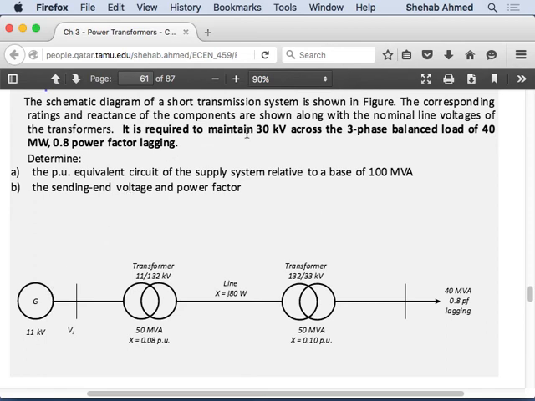Okay, so they want to maintain 30 kilovolts at the load. They're telling you that I want to maintain 30 kilovolts. Typically, that's what you have to do: maintain voltage at the load and make sure that you're able to satisfy the load's power requirements. This is where you typically start. And then the utility figures out how to control its generators and transformers, right? That's how it works, yeah.